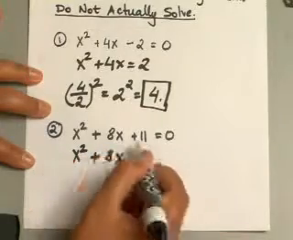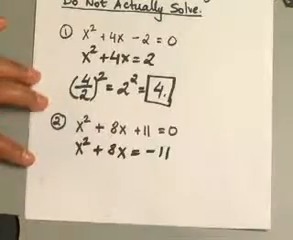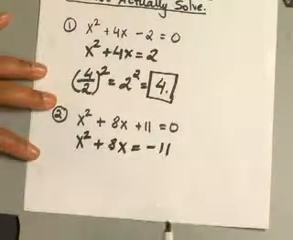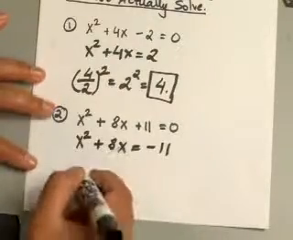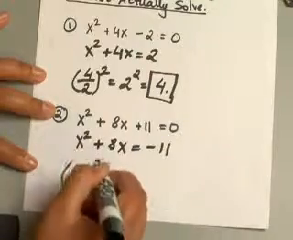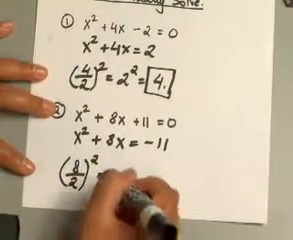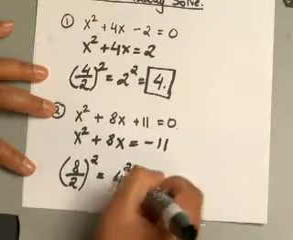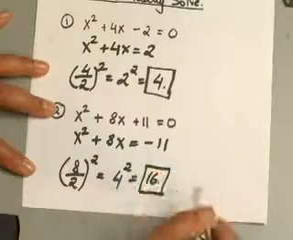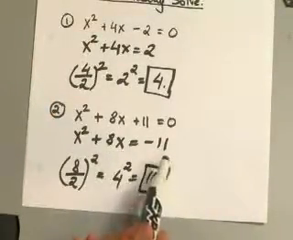Let's look at another example. We're trying to do the same thing. So again, we'll start by moving the 11 over to the other side. So you would subtract 11 on both sides. And again, we're interested only in the coefficient on the x term, which is 8. So you take 8 divided by 2, and then you square it. 8 divided by 2 gives you 4. 4 squared will give you 16.